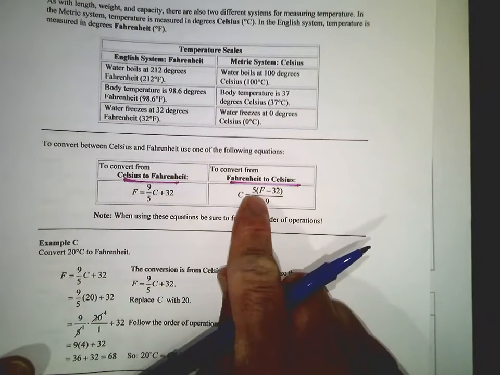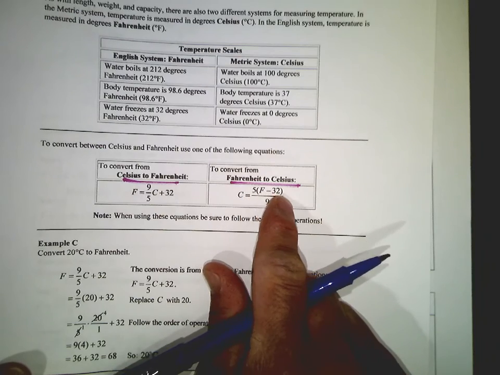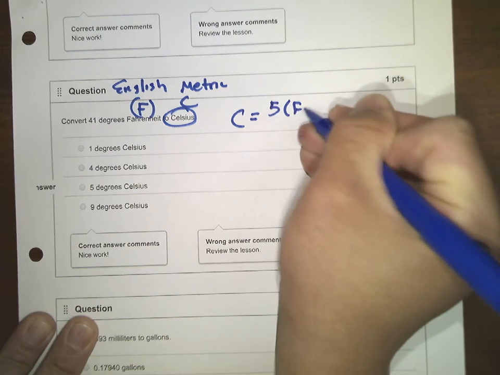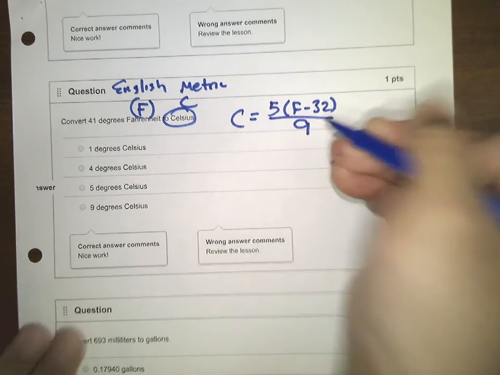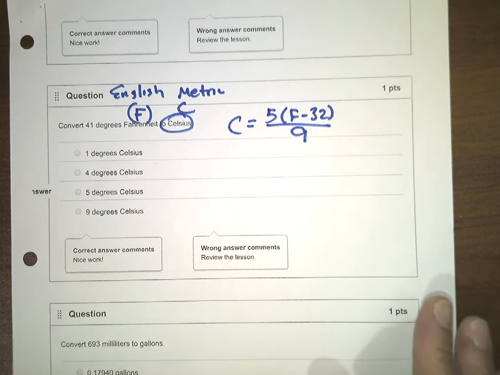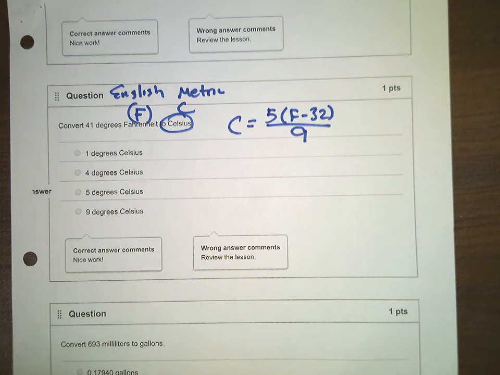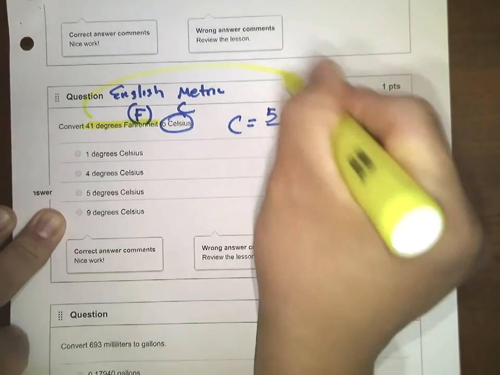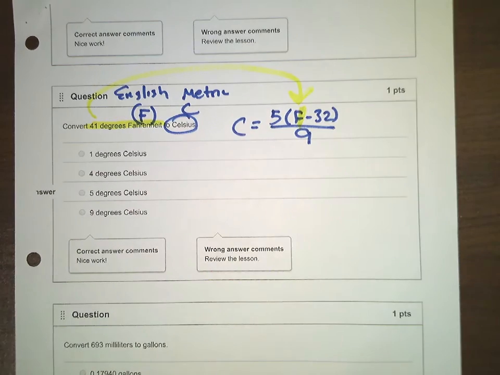C is equal to 5 times F minus 32 over 9. So C is 5 times F minus 32 over 9. I wouldn't actually convert this to a decimal because 5 over 9 is a repeating decimal, so that would be a little bit harder to keep track of the digits. So we'll just go ahead and insert the 41 degrees Fahrenheit in for F.